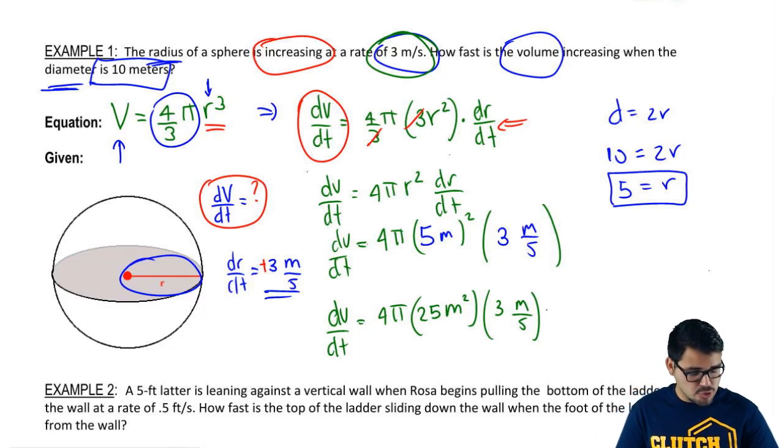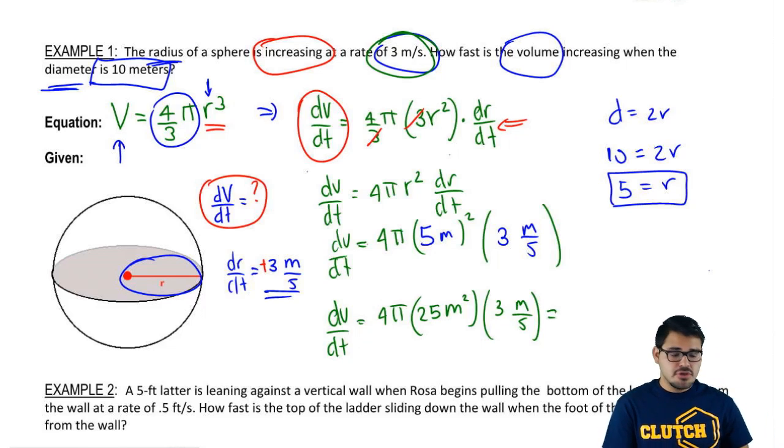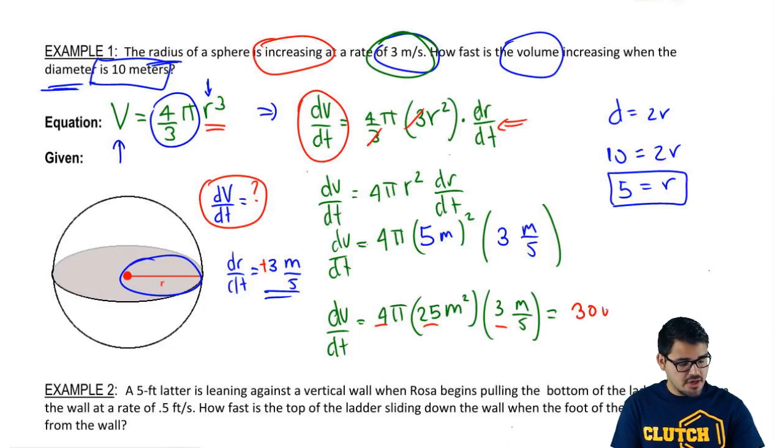So now let's go ahead and multiply things. So all we got to do is just multiply the numbers, right? So it's going to be 4 times 25. That is 100, right? 4 here times 25 is 100. Times 3 is going to give us 300. I'm just going to put my pi in the back. And then I'm going to use my units here. I have m squared times m. That is going to give me m to the third over s.